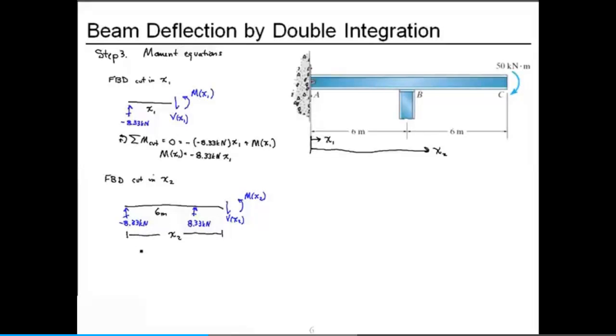We'll sum moments about the cut. Again, we'll choose counterclockwise as positive. We get a negative contribution from the reaction at A through a distance of x2. We get a negative contribution from the reaction at B through a distance of x2 minus 6 meters. And we get a positive contribution from the moment in the range of x2.